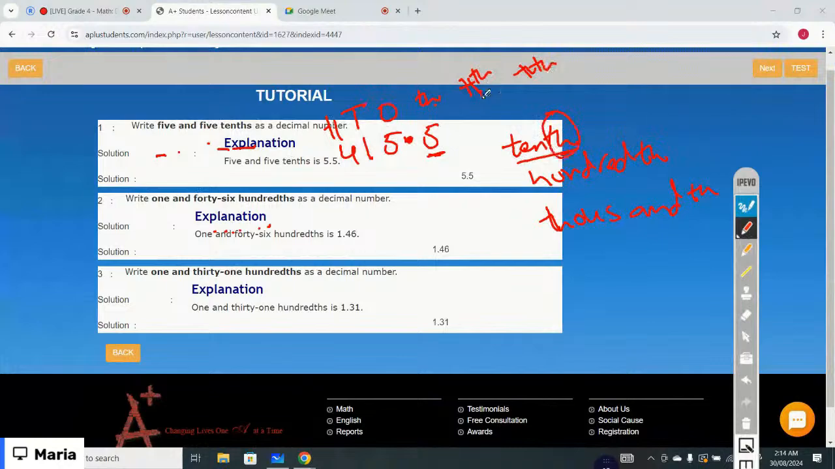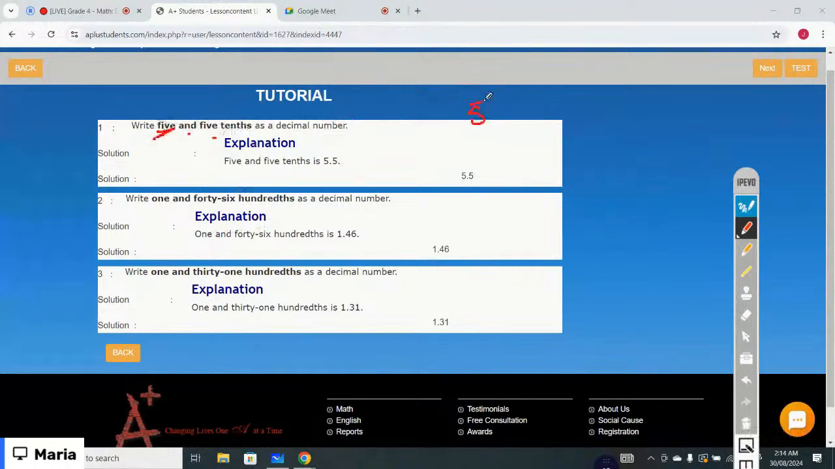Got it? On the left of the decimal point, the first one is 5 and 5 tenth. 5 is the digit at the ones position, and this 5 is at the tenth place. So that is 5.5. Got it? Look at the other example: 1 and 46 hundredth. That means 46 is at the hundredth position, the decimal place value on the right-hand side of the decimal point. That is 1.46. Got it?